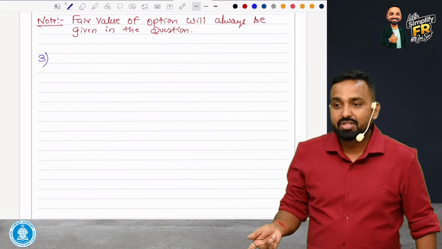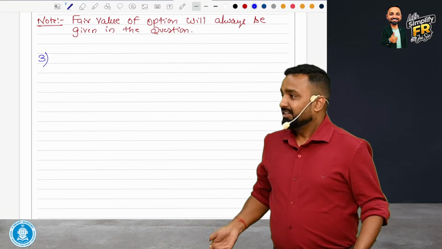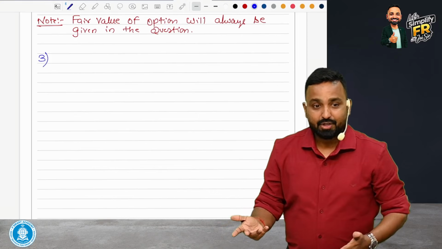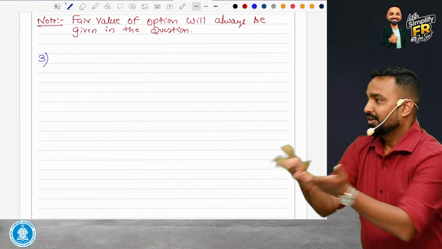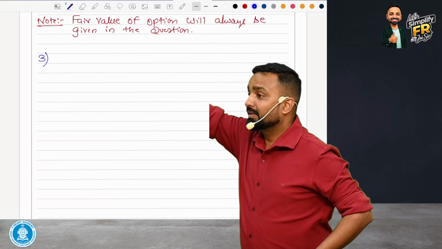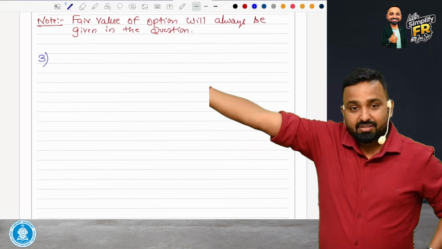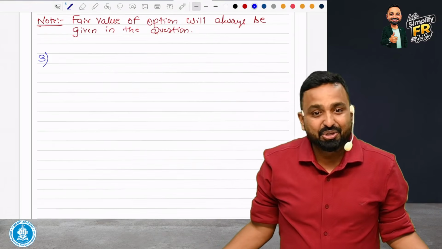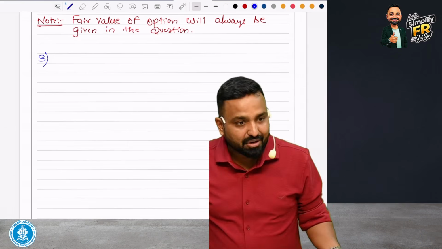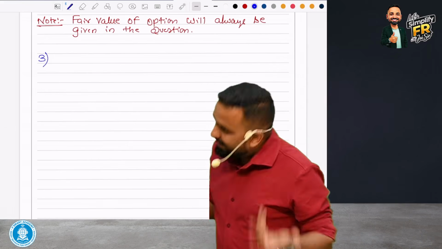In my second situation, the number of shares is variable. I don't know at this time how many shares I need to give you. That depends on the future market price. It is a liability because I don't know now how many shares I need to issue. So it's my liability.